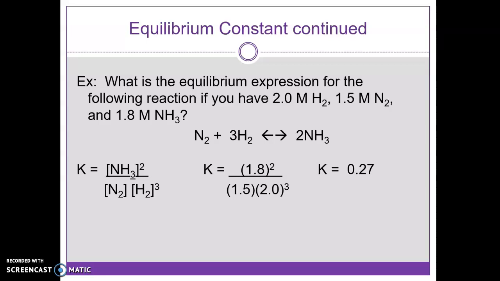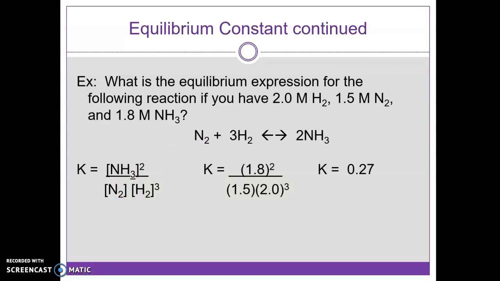The next thing you want to do is to take those coefficients and put them as exponents. So do you see how the H has a 3 in front of it right here? So that's going to go as an exponent on top of the H2 in the fraction. Same thing with the 2 coefficient for NH3. That's going to become an exponent for this NH3. And then N2 just has a 1 in front of it. You can put the 1 if you want, but anything to the 1 power doesn't change it. So usually scientists just leave that off.